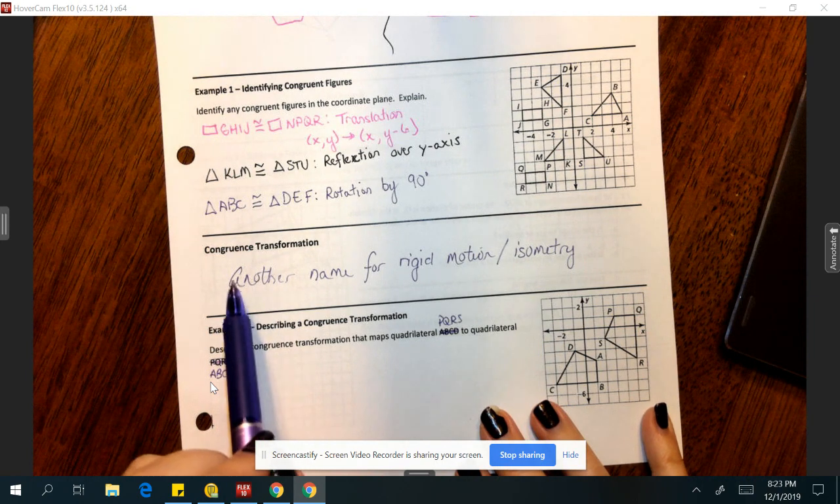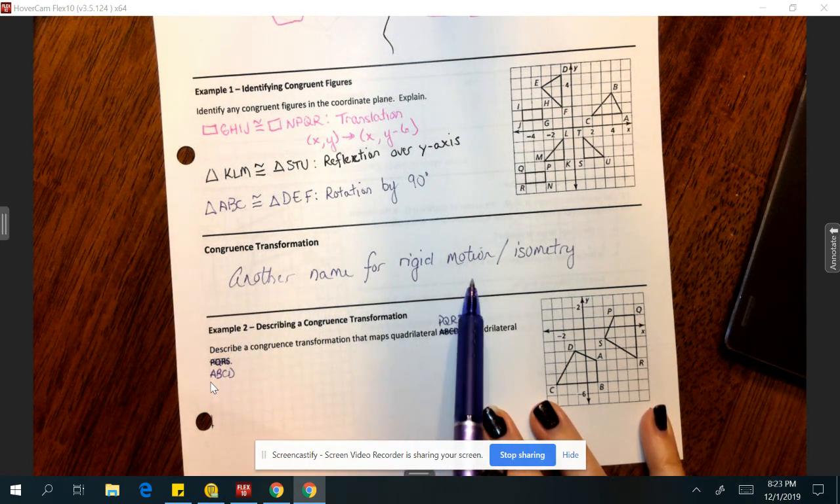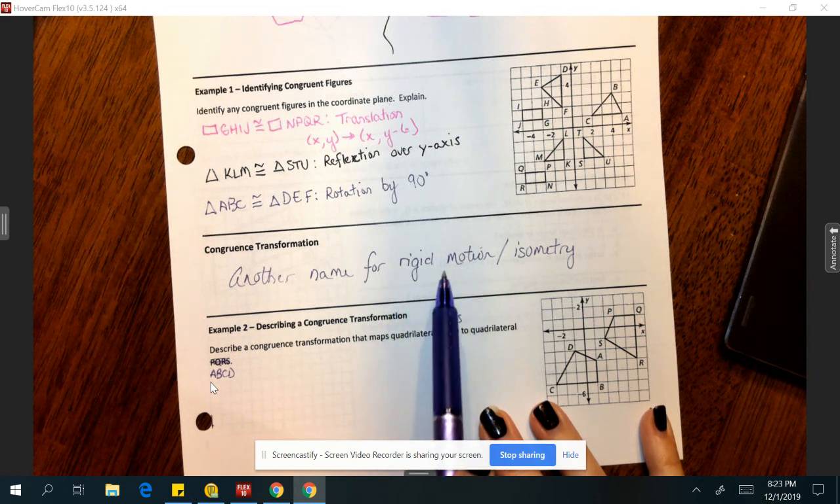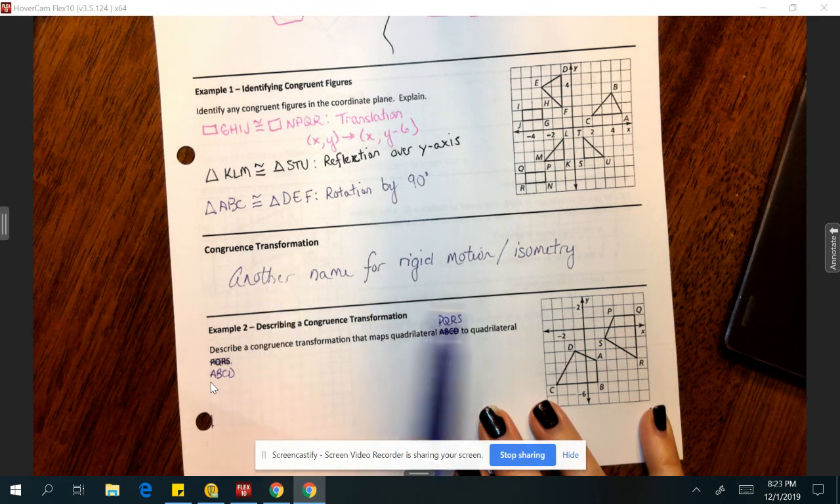So the next definition we have is a congruence transformation, and that's just a fancy way of saying a rigid motion or a composition of rigid motions, or isometries. We usually call it a congruence transformation when we're using transformations to determine if two figures are congruent.